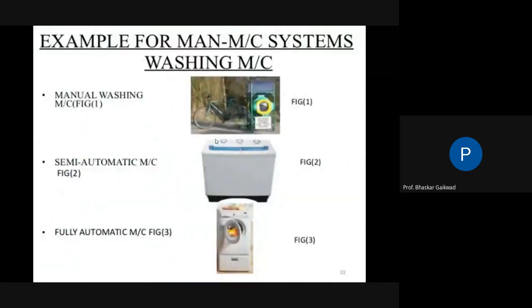Certain examples normally used in our daily life: manual washing machine, semi-automatic washing machine, and fully automatic. Figure number one, manual; figure number two, semi-automatic; and then fully automatic. There is no need of a man here, everything is done automatically. Semi-automatic means certain knobs or levers need to be operated by the man, and the remaining work is done by the machine. And in a manual washing machine, everything is done by the energy of the man. So these are the examples of our man-machine system.